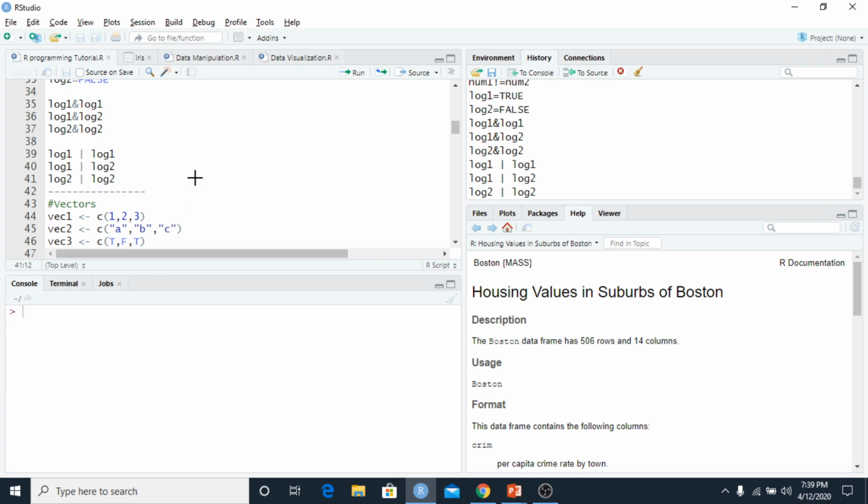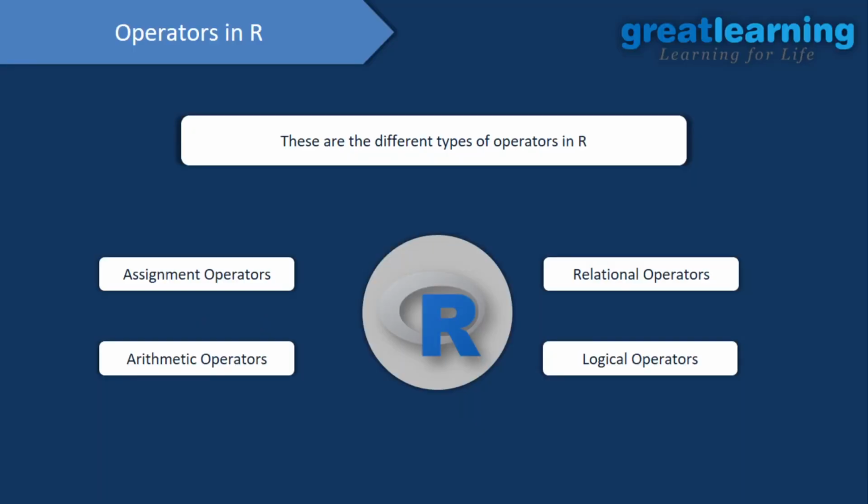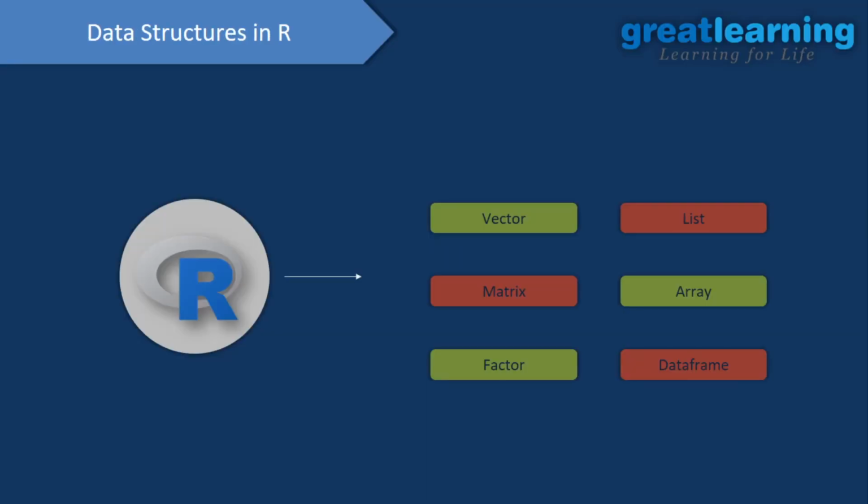Right. So these were the basic operators. Now let's go ahead with the data structures. Data structures basically help us to store multiple values into a single storage space. So we've got vector, list, matrix, array, factor, and data frame. Let's start off with vectors now.